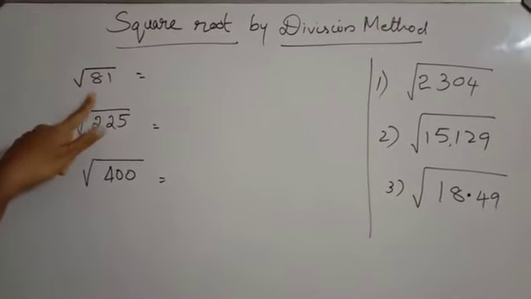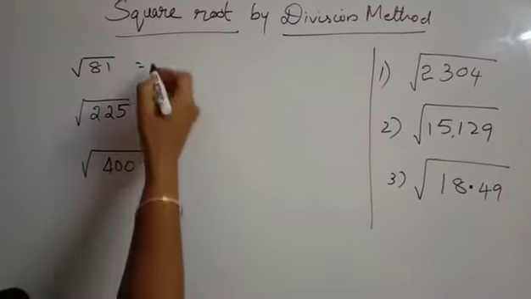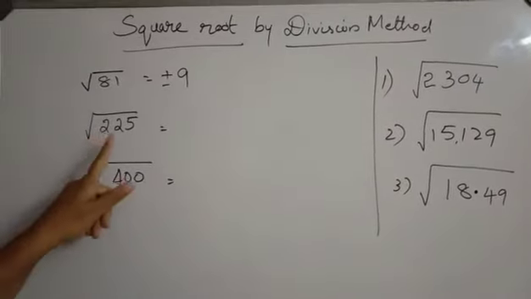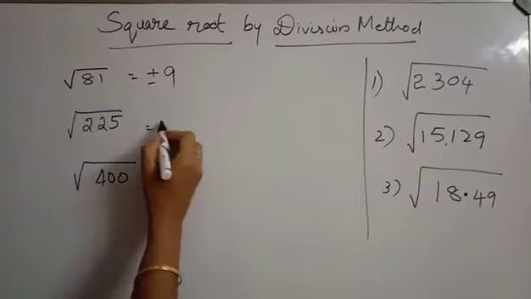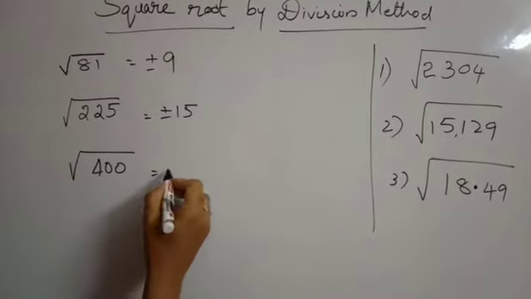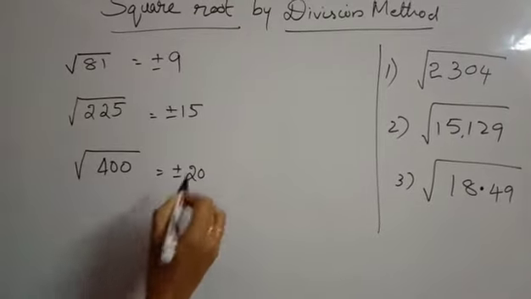What's the square root of 81? We know that it is plus or minus 9. What's the square root of 225? It is plus or minus 15. And what about 400? It is plus or minus 20.